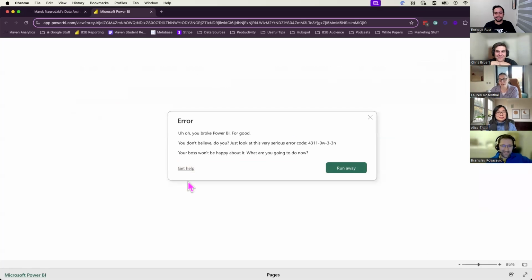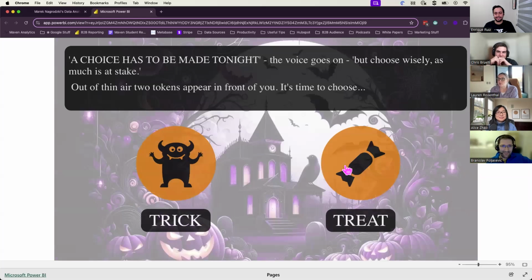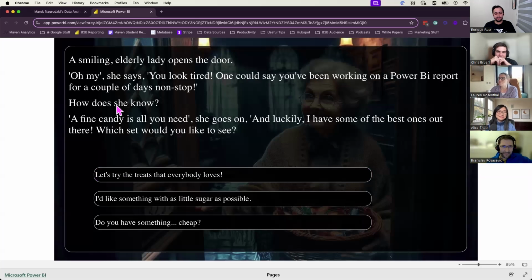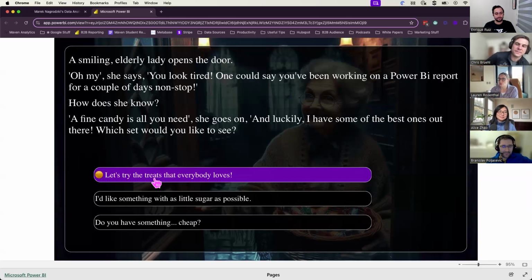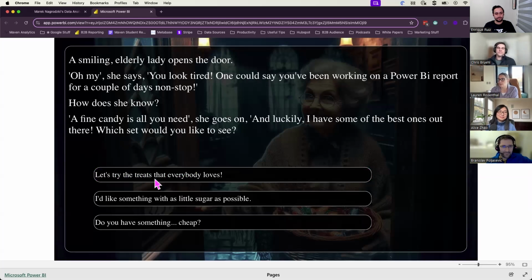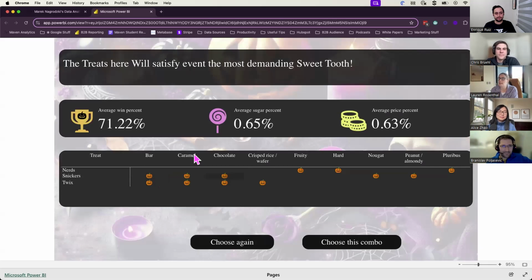So I almost exited and then I tried to get help. And when I scrolled over that, it just turned into boo, which meant I did not even have the option of doing that. So when I clicked run away, I got back to the trick or treat page. And this time I picked the correct option, which is treat. And from here, I am able to choose one of three things. So, I can click on, let's try the treat that everyone loves. And it takes me to the three treats that score the highest across the board.